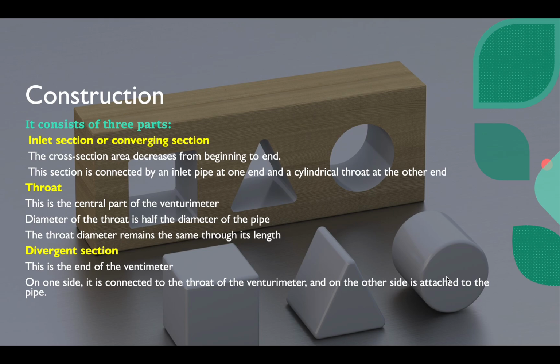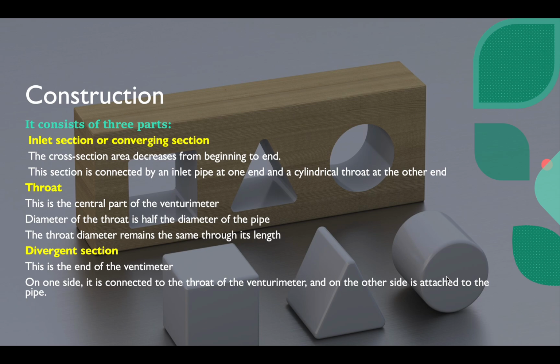The other is the cylindrical throat. This is the central part of the Venturimeter, also known as the throat. It is a cylindrical pipe through which the fluid passes after leaving the convergent section. The diameter of the throat is usually half of the pipe diameter. The throat diameter remains the same through its length.